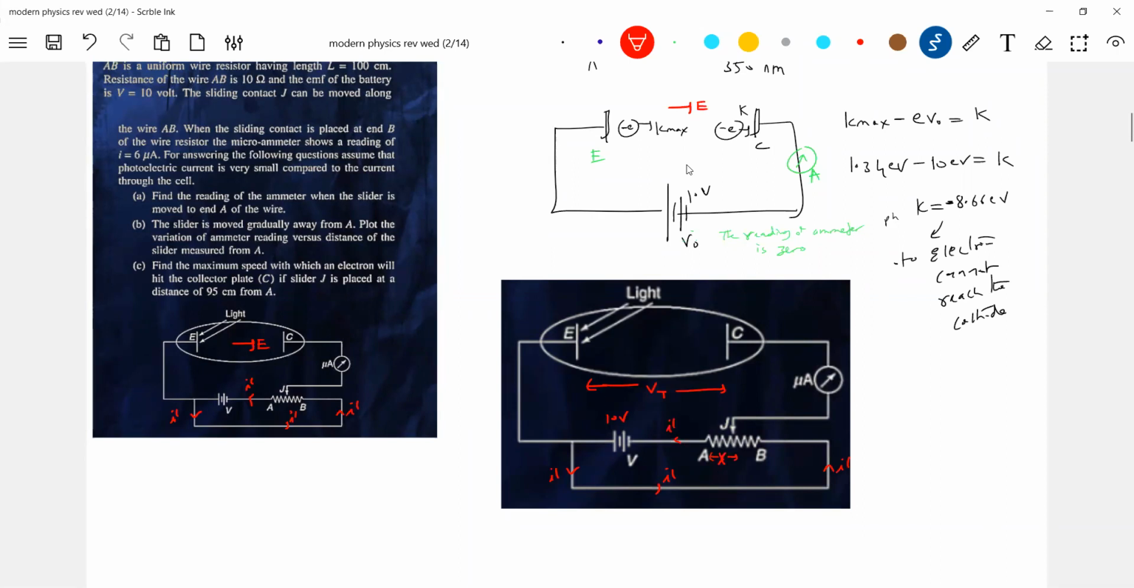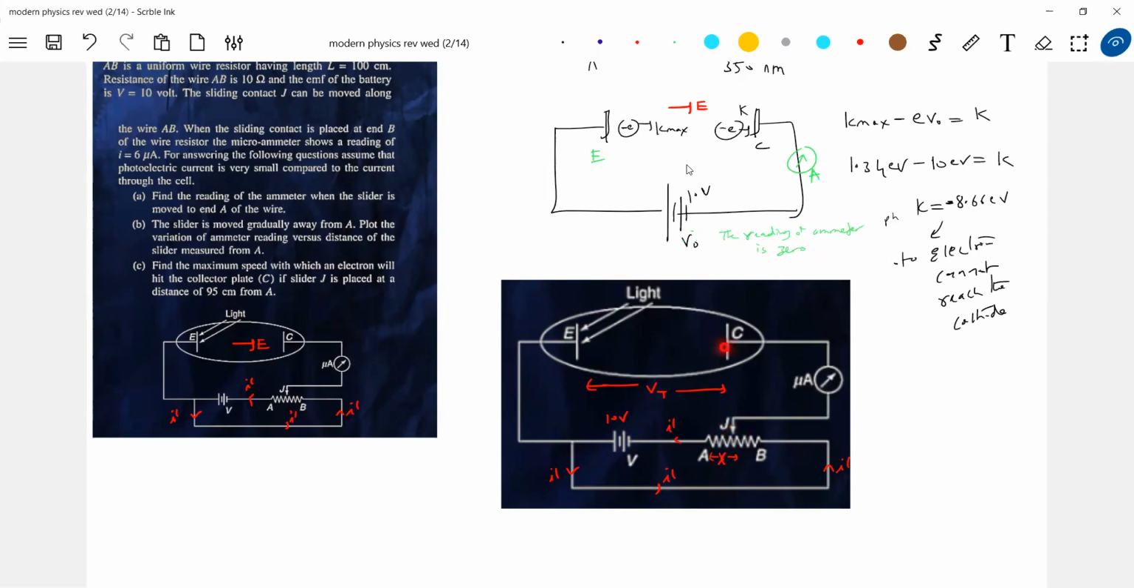So when will the electrons come and strike the cathode? Only when the potential difference becomes less than or equal to 1.3 volt. Now 10 volt and 100 centimeter is there. If 1.3 volt drops here, the remaining will be 8.7 volt. And look at the slider resistance, 100 centimeter, 10 ohm. So how much length should it be? X is 87 centimeter. So when the jockey is at a distance of 87 centimeter, what will happen?